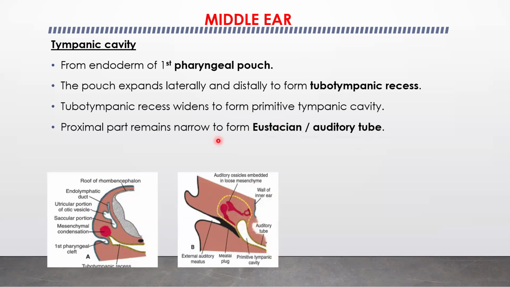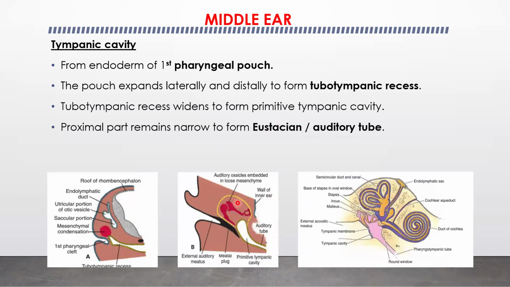So it will remain proximal, it will remain narrow, but on the distal side, remember that is the side that is widening. And that you can appreciate well here. So you have the pharyngotympanic tube or the eustachian tube. It will widen to cover up this malleus, incus, and stapes, the ossicles. So what then happens so that you can have this?